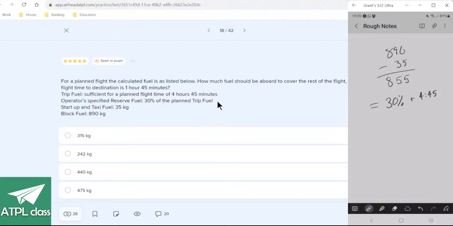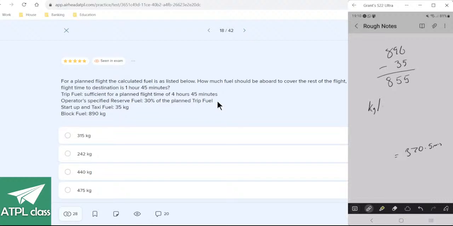Yeah, so if I convert this into minutes, that might be easier. So 4 hours is 240 minutes, plus the 45 minutes is 285 minutes. Yes, that is 4 hours 45 in minutes. If we want to add on 30% trip fuel, that's going to be 285 plus 30%. So 285 times 1.3, 370.5 mins. So I'm working out that 855 kilos of fuel gives us 370.5 minutes of flying. Cool. Now what?